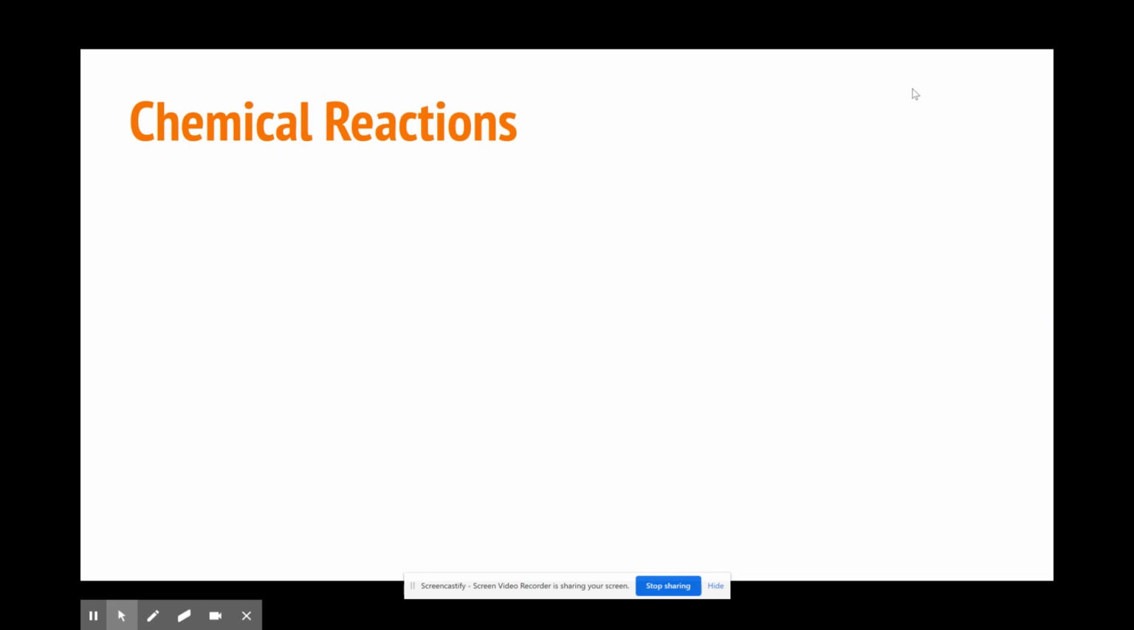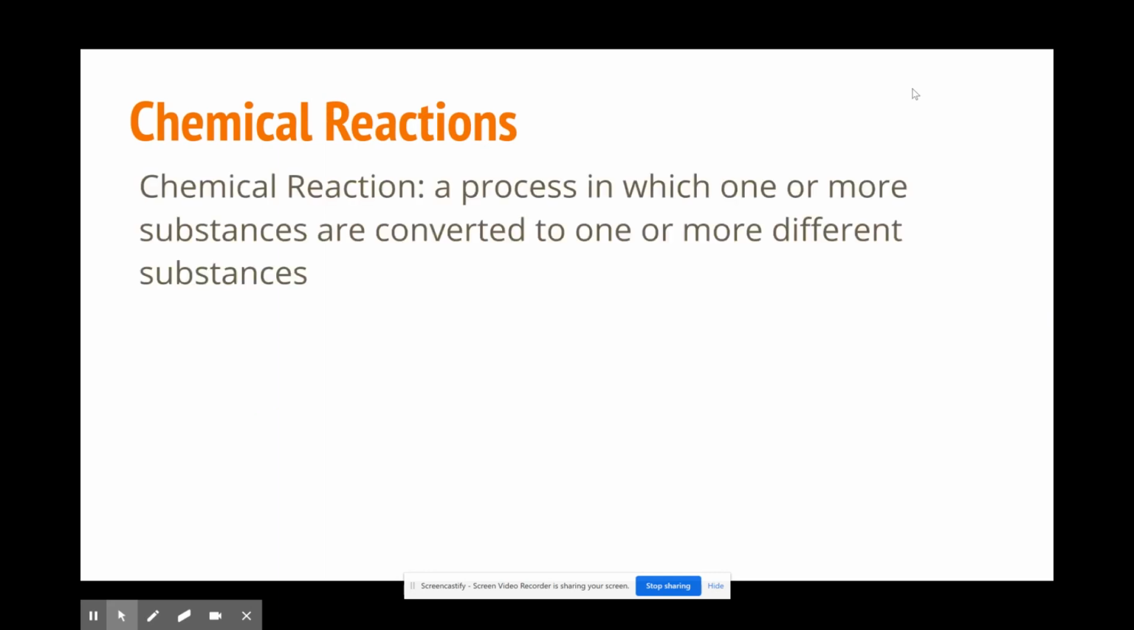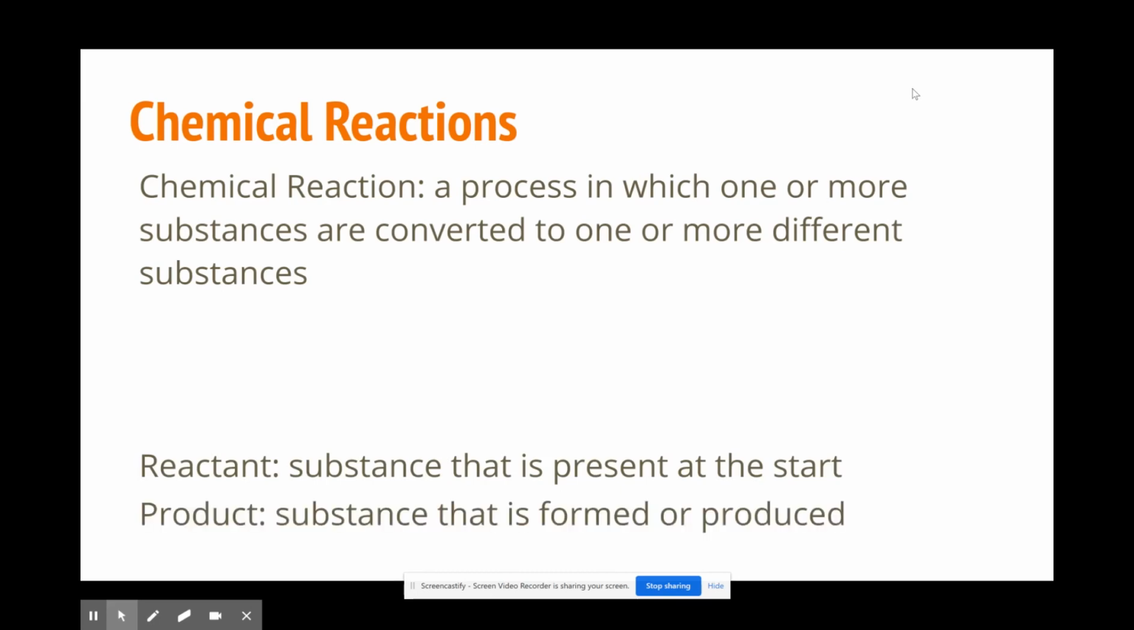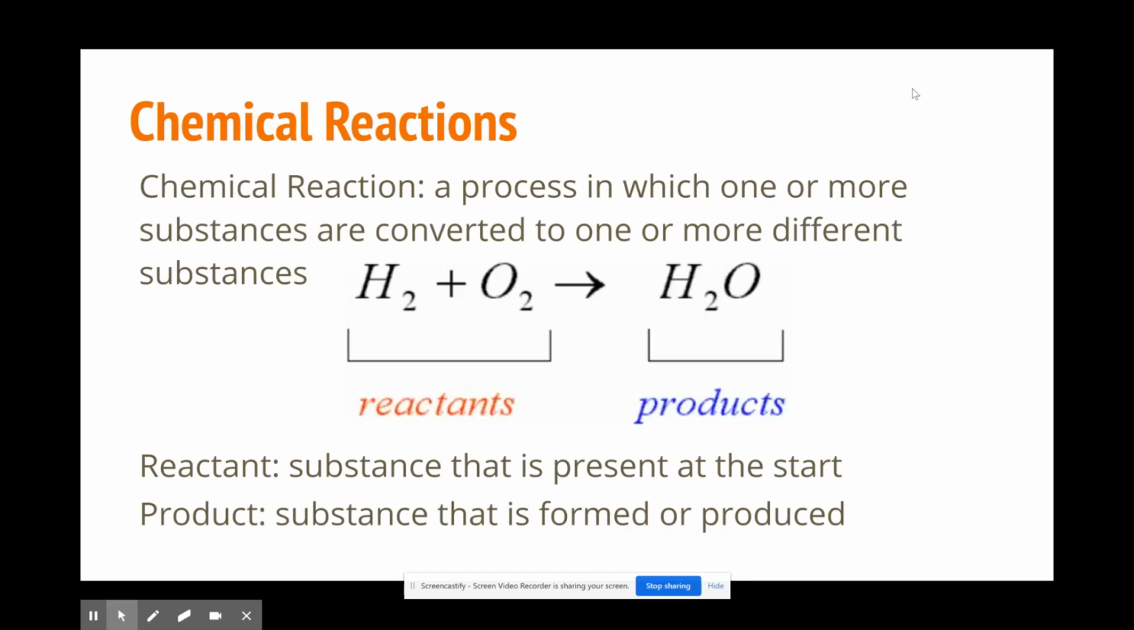When we have a chemical change, that's the same thing as having a chemical reaction. It's when you have one or more substances that are turned into one or more different substances. You have a reactant, which is what is present at the beginning of the reaction, and then you have a product, which is formed or produced during the reaction. Just an example here is the reaction that creates water. If you start with hydrogen gas and oxygen gas, and they combine together, you obtain liquid water as your product.